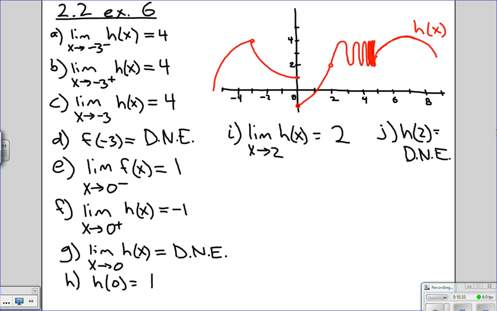Okay, so now let's move on to part K. And this is where we want to look at this strange stuff going on here. Part K says, what's the limit as x approaches 5 from which side? From the right.